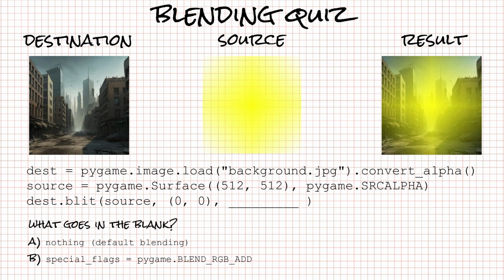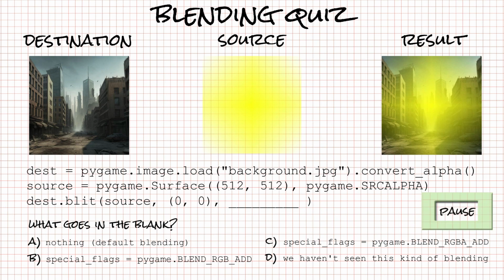Is it A, nothing, the default blending mode, B, special_flags equals pygame.BLEND_RGB_ADD, C, special_flags equals pygame.BLEND_RGBA_ADD, or D, this cannot be achieved with what we've learned in this video. Pause and work it through. Did you get it? The answer is A, the default blending mode.